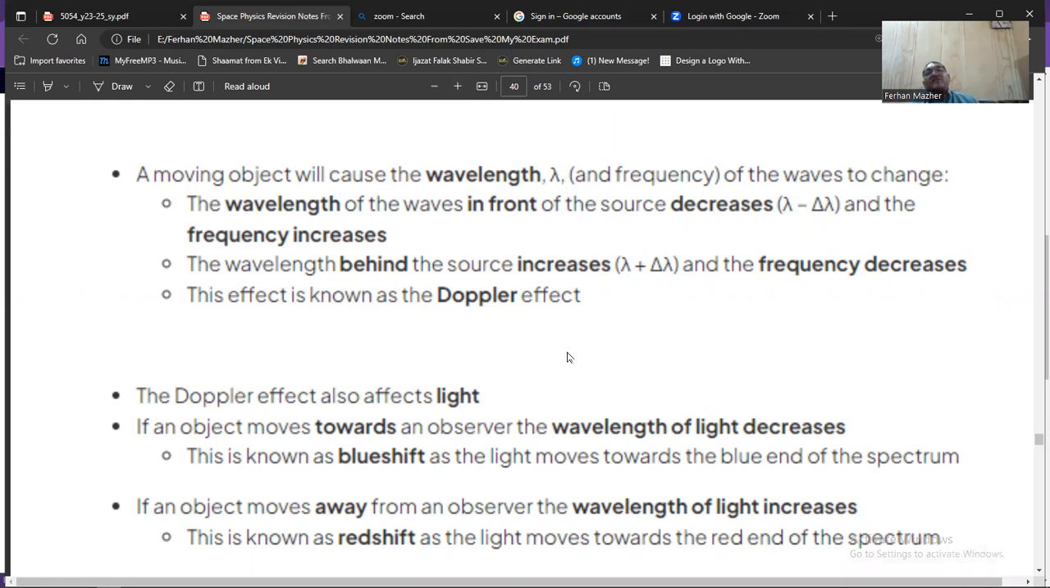The Doppler effect also affects light. If an object moves towards an observer, the wavelength of the light decreases. This is known as blue shift, as the light moves towards the blue end of the spectrum. If an object moves away from an observer, the wavelength of the light increases. This is known as redshift, as the light moves towards the red end of the spectrum.